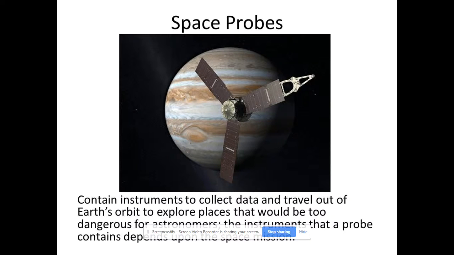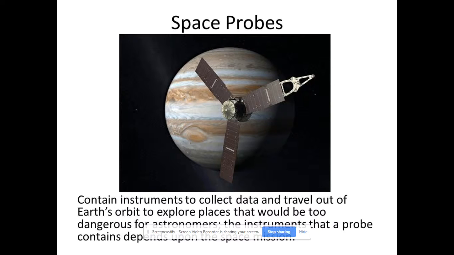Space probes. Space probes are probably my favorite thing. I think they're the most interesting ones. These are probes that do not orbit Earth, but they go out into space. So these could be objects that are orbiting other planets, like the one you see here is orbiting Jupiter. There also could be ones that land on planets, like Curiosity or Opportunity, that are roaming around on Mars. Or they could be ones that are just sent straight off into space.